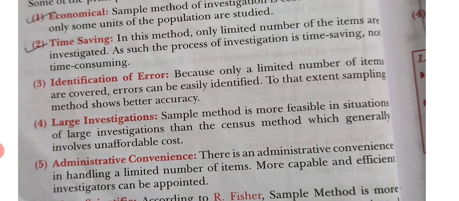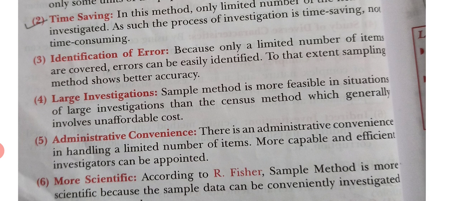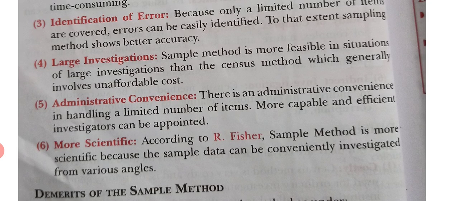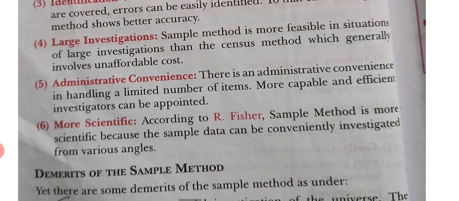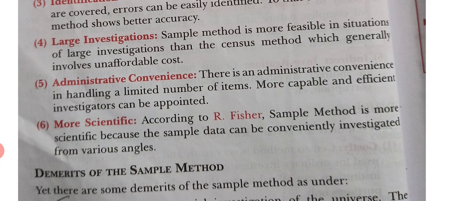Fourth point is large investigation. When the investigation is large, when the population is large, then this method is very much suitable. Then we cannot use the census method. Next is administrative convenience. Because a limited number of items are there, it is very easy for the administrative department to handle the data. Next is more scientific.